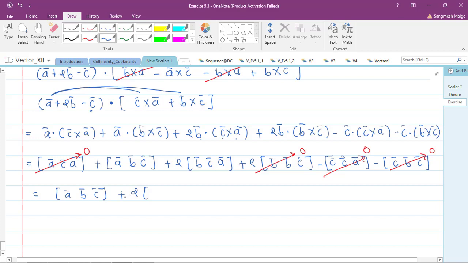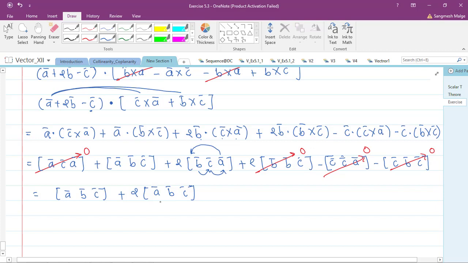The box product will not change if you do a cyclic change in the vectors. Cyclic change means you only have to interchange two vectors. So I can take a bar here, b bar here and c bar here. This is nothing but the cyclic change, A B C and A B C. In this way you can do the cyclic change.